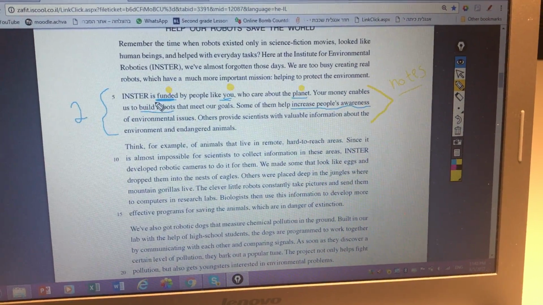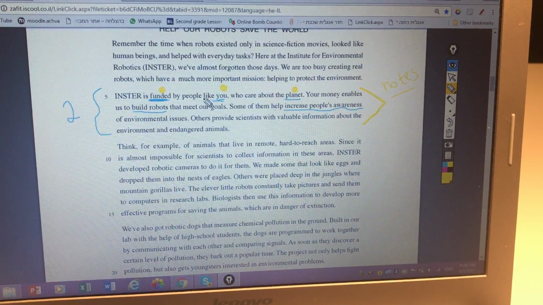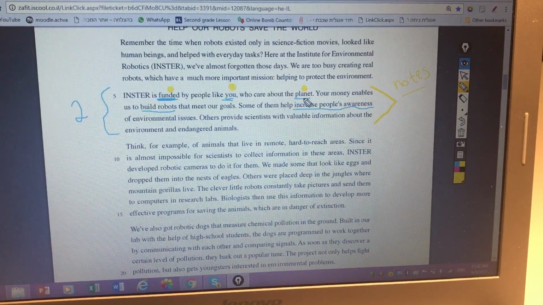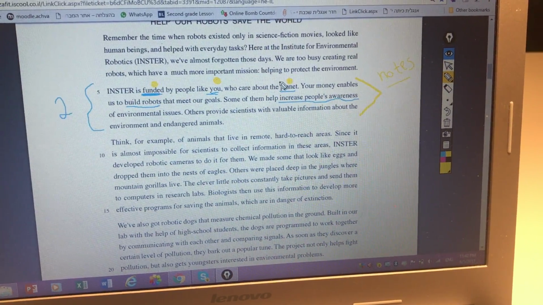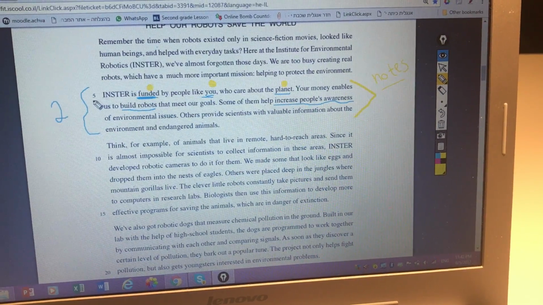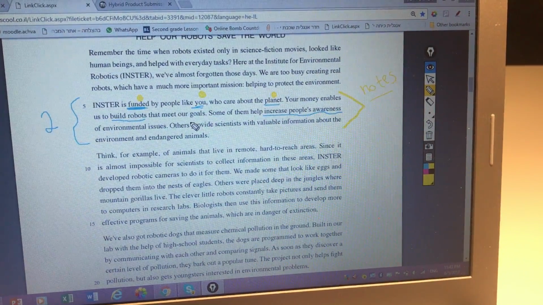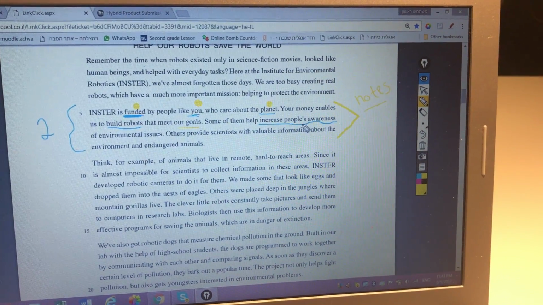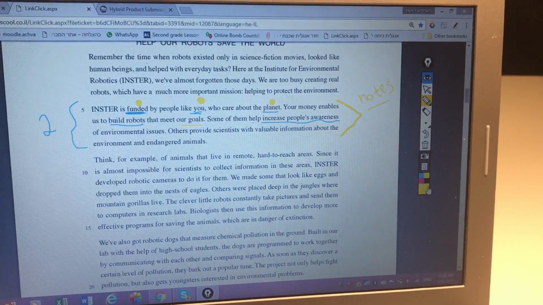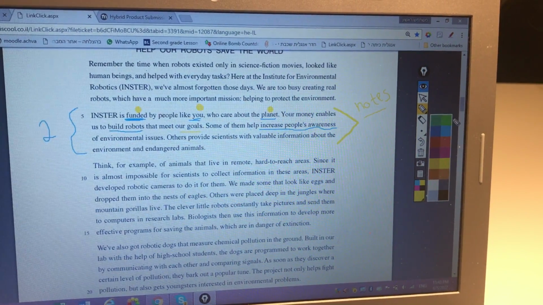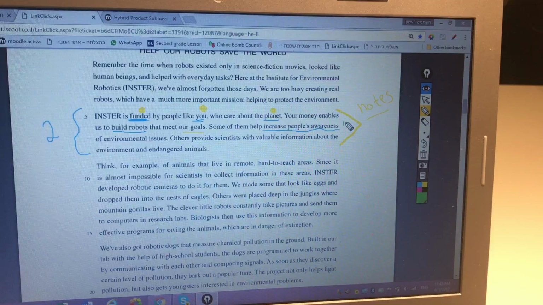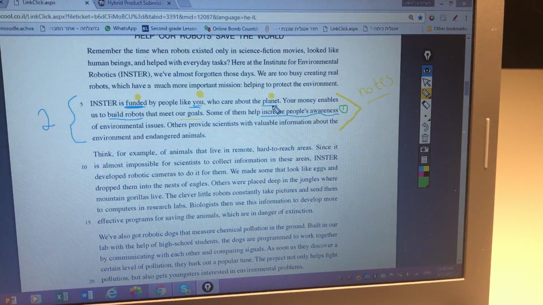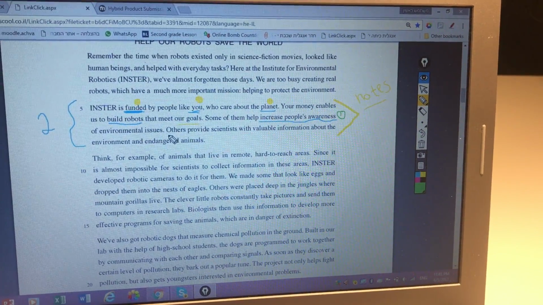Okay, so Inster is funded. Here we're talking about the money, by normal people, regular everyday people who just care about the planet. Your money enables us, the Inster, to build robots that meet our goals. So what are their goals? Some of them help increase people's awareness. Let's write number one here on the side, because this is one of the things they do in this paragraph. So they increase people's awareness of the environmental issues.